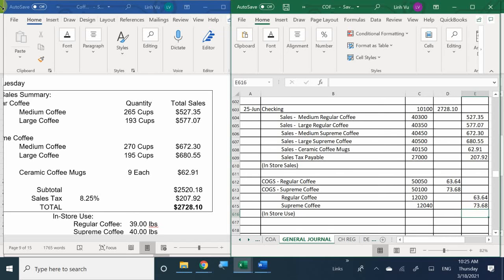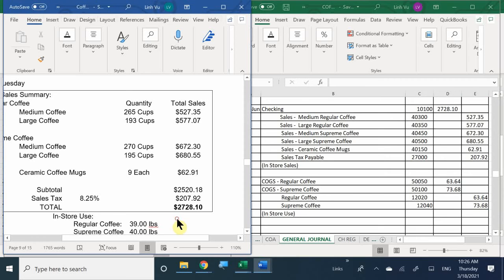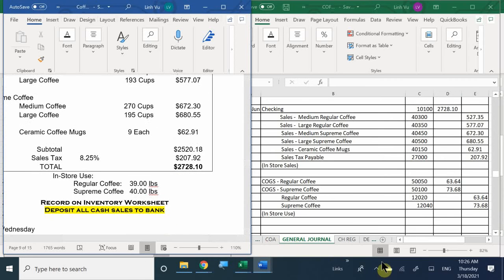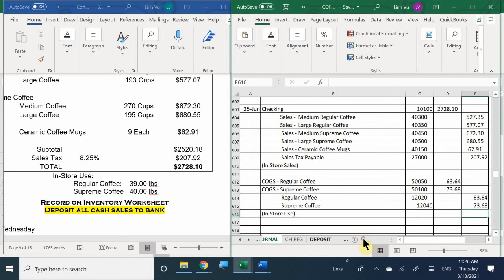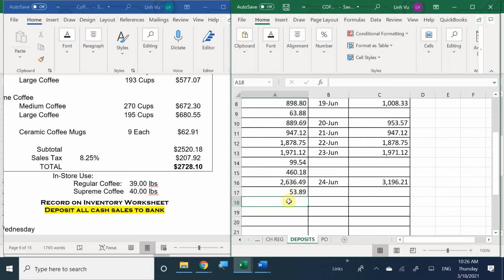All right, so here we finished our sales for the day. Okay, let's go double check if we actually deposited our money. Okay, so we received cash of 27.2810. All right, and we're going to deposit the money as of June 25th.